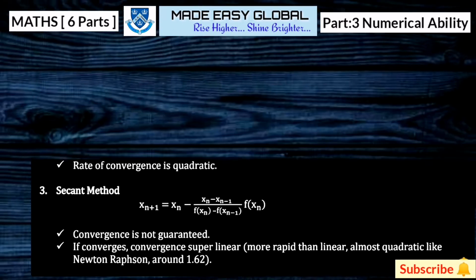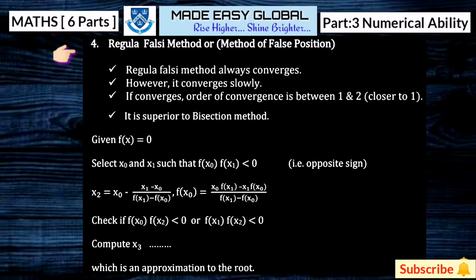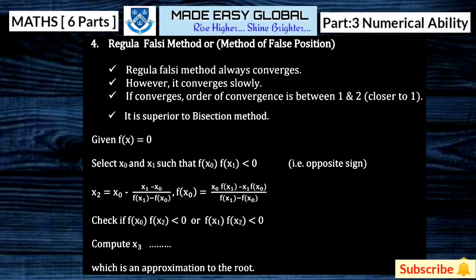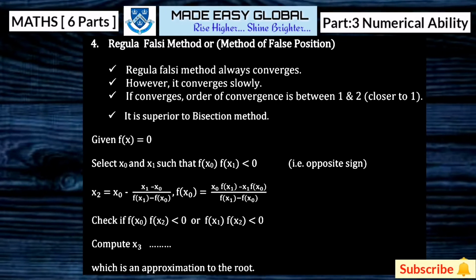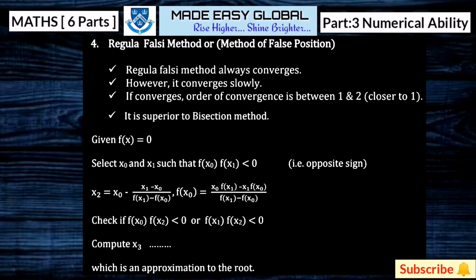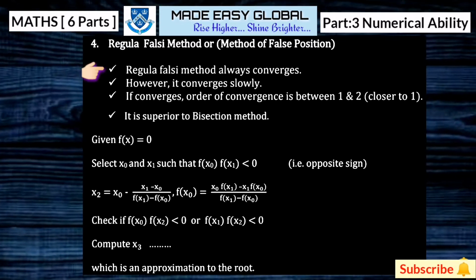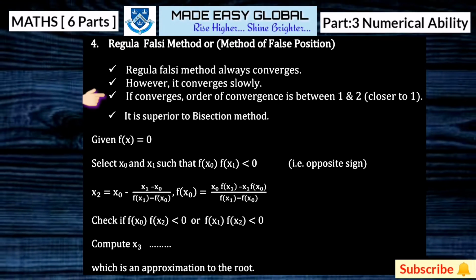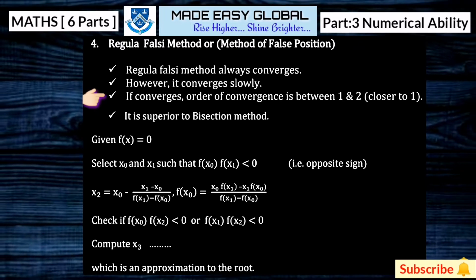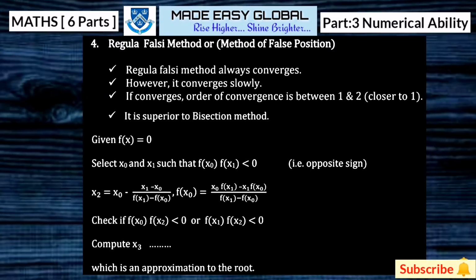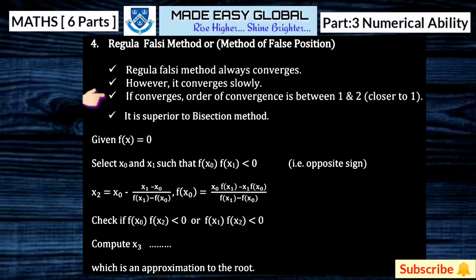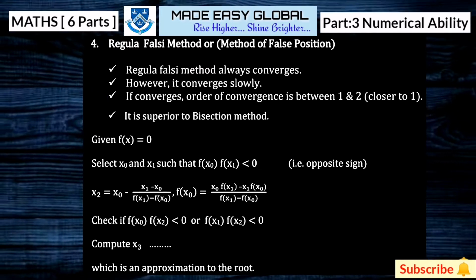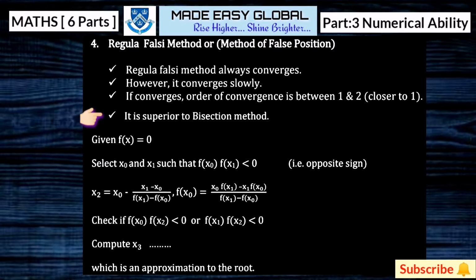The last method is the regula falsi method, also called the method of false position. First, some key points. The regula falsi method always converges, however it converges slowly. If it converges, the order of convergence is between 1 and 2, near equal to 1. It is superior to the bisection method.